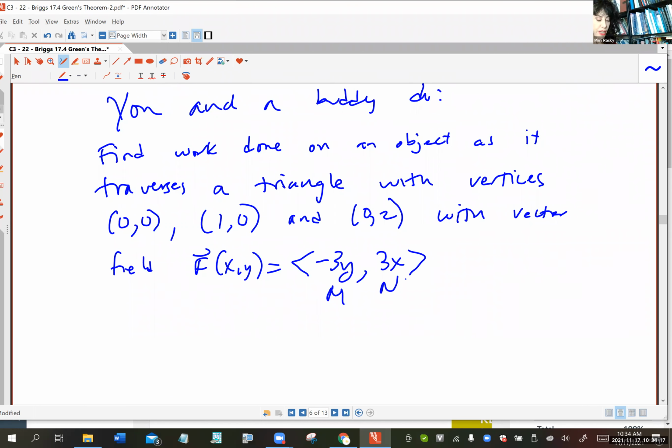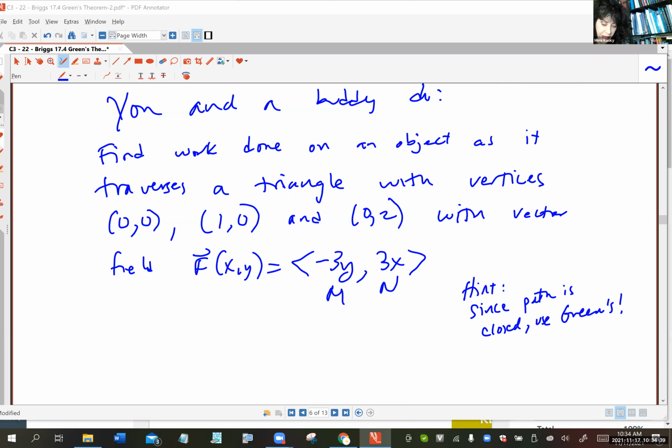So you're going to find the work done on an object as it goes around this triangle with these given vertices. And I'm going to give you a hint. Since the path is closed, use Green's. Okay, that's your big hint.